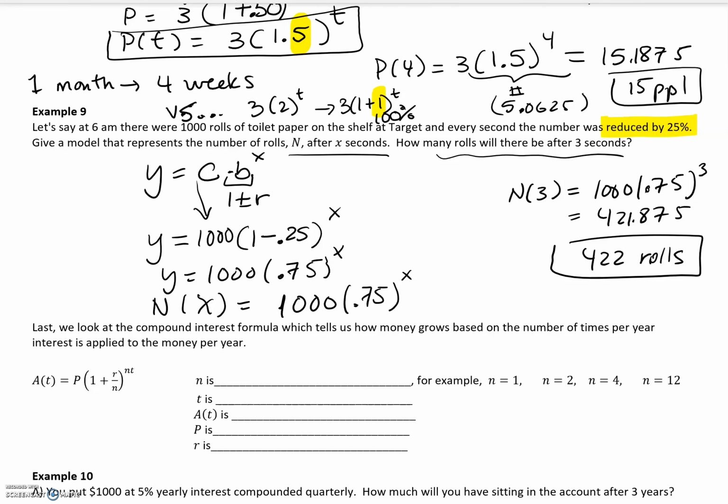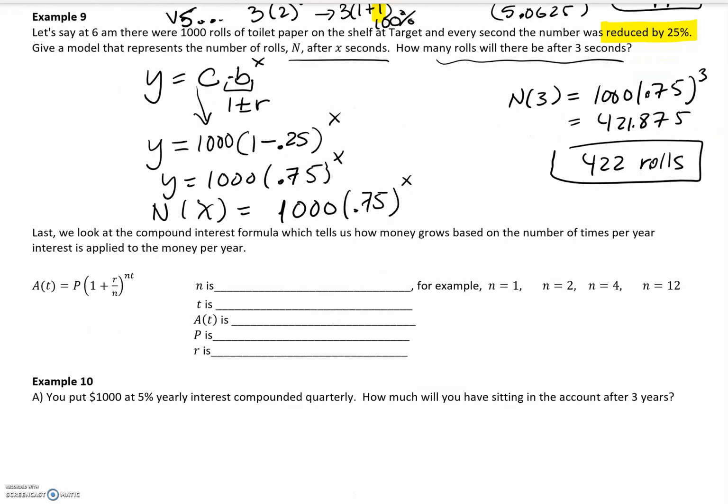The last thing we're going to look at in this section is compound interest, which tells us how your money grows based on how many times interest is applied per year on your account. So the formula we're going to focus on, which we will revisit later, for now we just want to recognize what it is and what the variables stand for, is A(t) equals P times the quantity 1 plus r over n, to the nt.